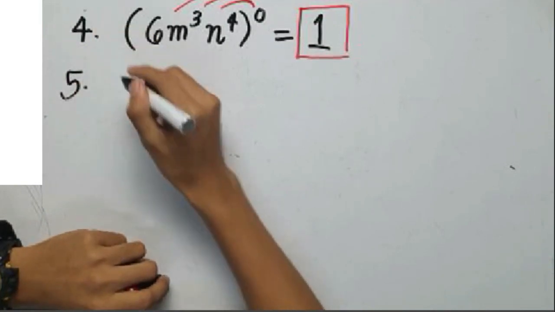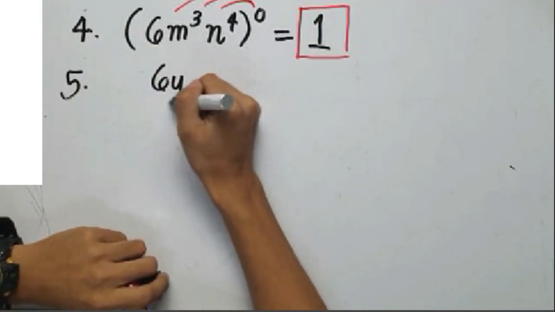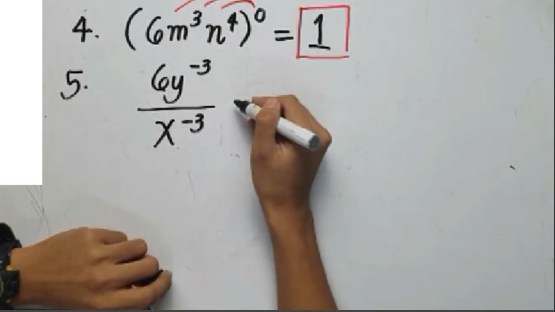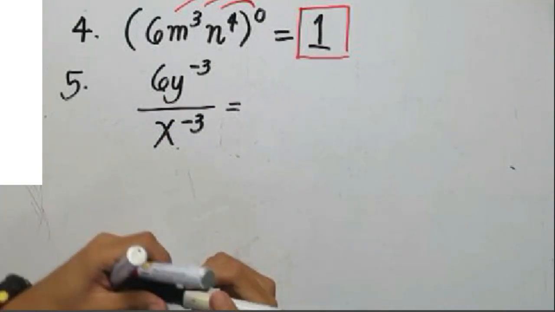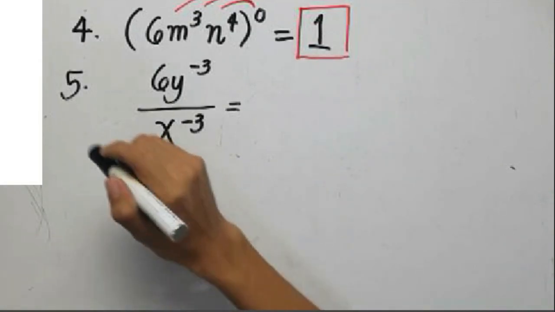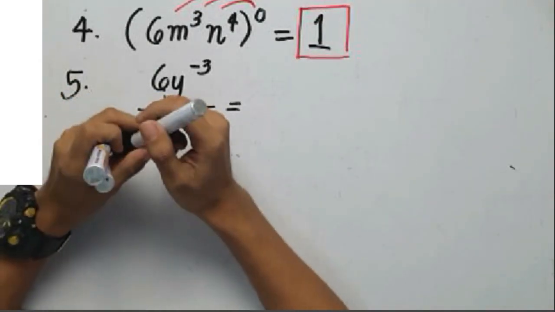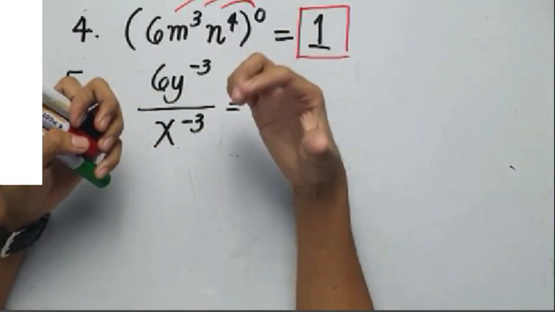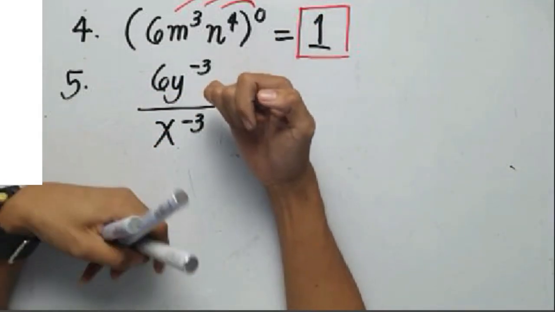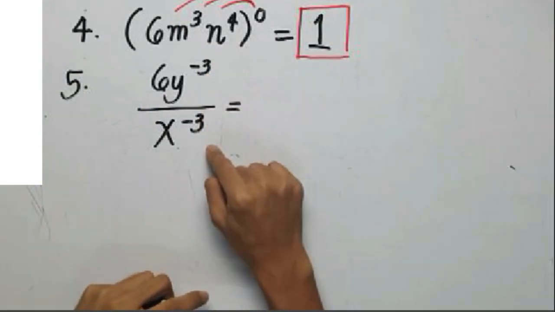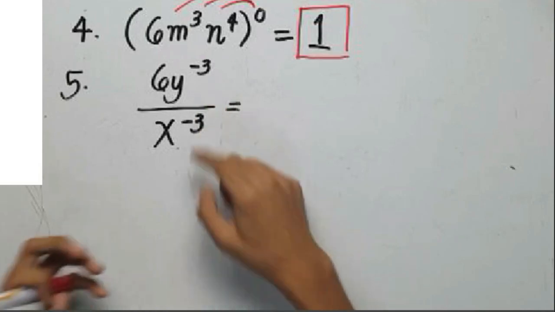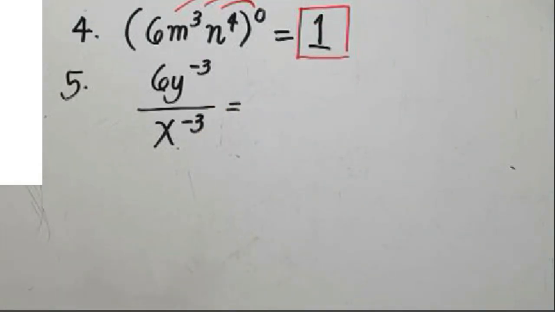Number 5. Meron tayo ditong 6y raised to negative 3 over x raised to negative 3. Okay? So, ito naman yung rule ng reciprocal. Kapag negative ang nakita nating exponent, then ililipat mo lang siya. Kapag nasa numerator, lilipat mo lang siya sa denominator. Kapag nasa denominator, ay lilipat mo lang siya sa numerator, and then magiging positive yung sign ng exponent.